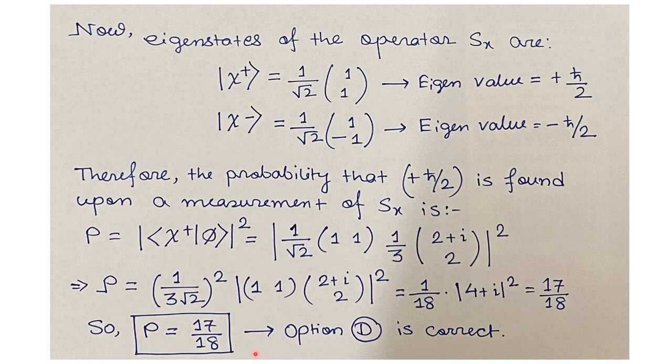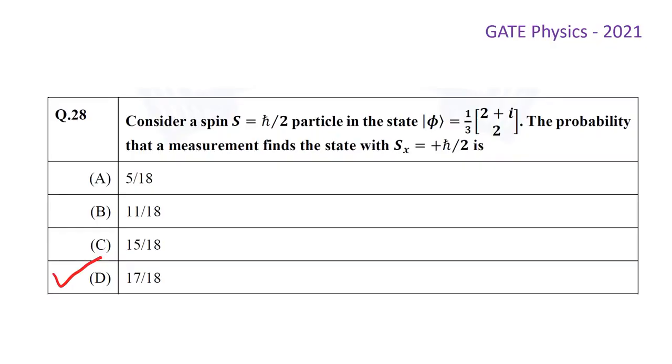So the probability of getting the eigenstate of Sx with eigenvalue plus h cut by 2 after doing the measurement is 17 by 18. So our option D is correct. According to our solution, the probability that a measurement finds the state with Sx equal to plus h cut by 2 is option D, that is 17 by 18.